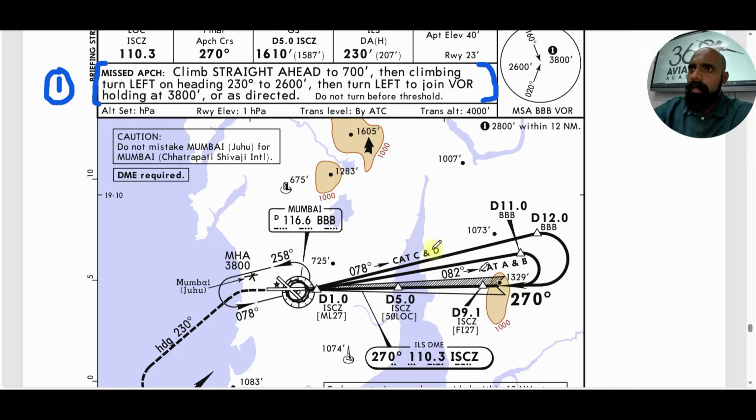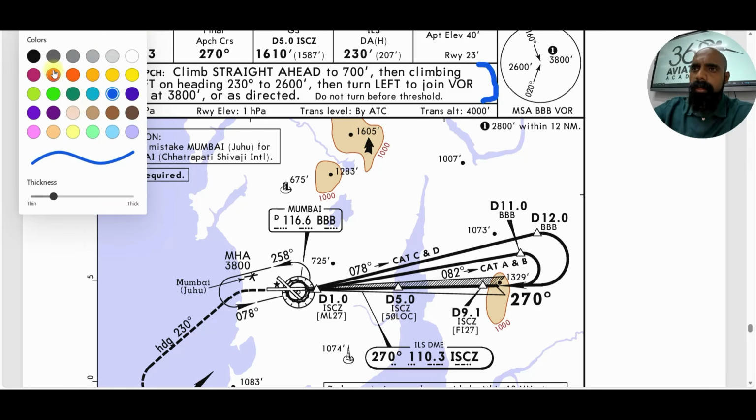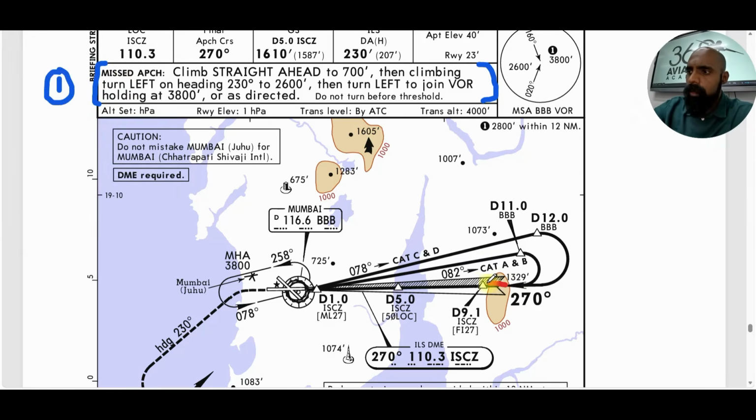So let's say you have commenced the approach, and I'm just going to make it in red here. So you can see that you have commenced the approach and you're not able to see the runway, and then you decide to go around. You follow these black dotted lines. So it says climb straight ahead to 700 feet, which you do initially. Then it says climbing, turn left on heading 230. So you turn left heading 230, and you can see that information is depicted over here.